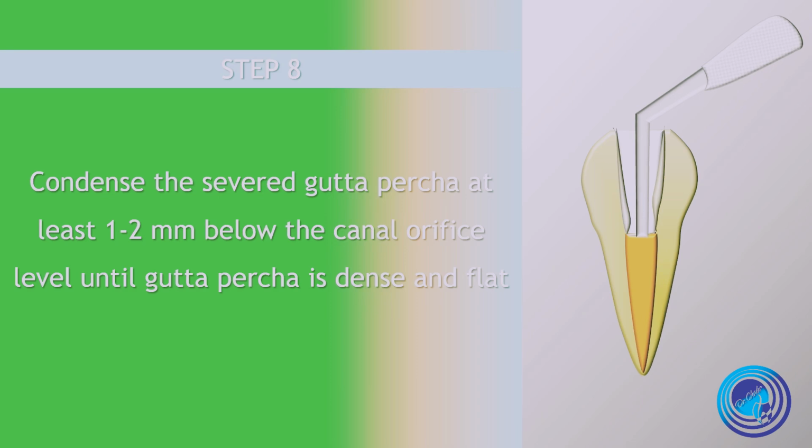Now condense the severed gutta percha at least 1 to 2 mm below the canal orifice level until the gutta percha is dense and flat. This step is very important as it provides adequate density and a flat surface to receive the further restoration on top, thus minimizing the possible microleakage.